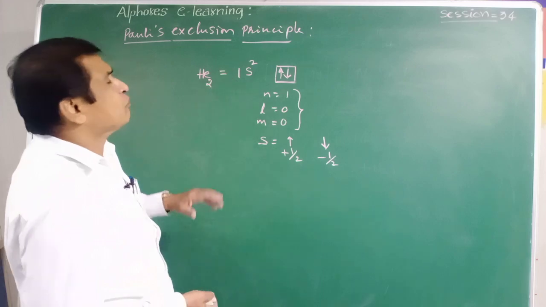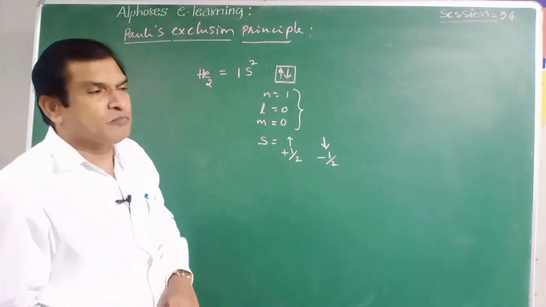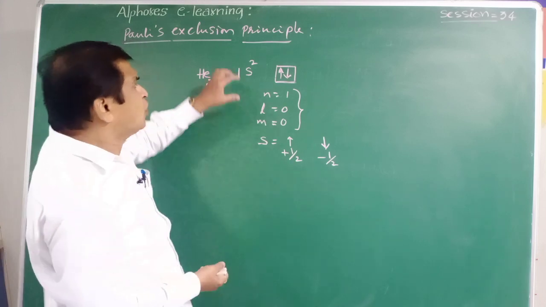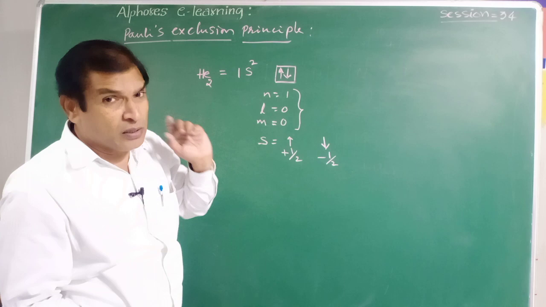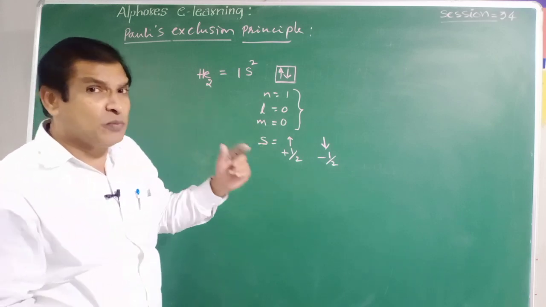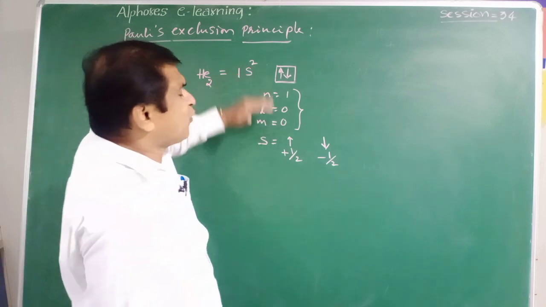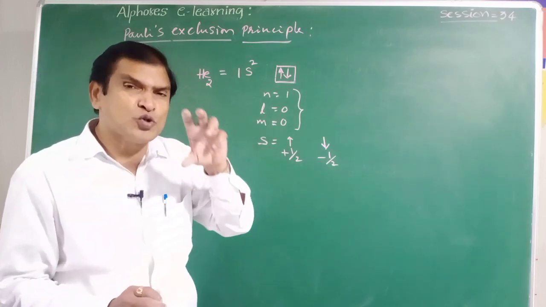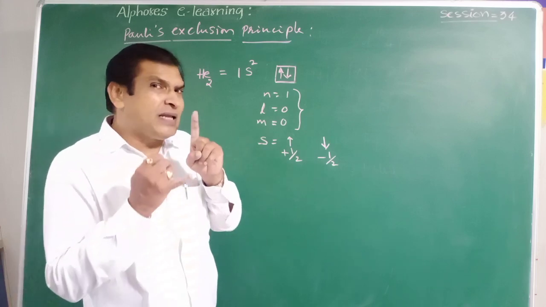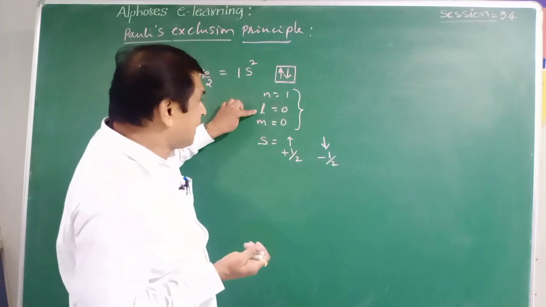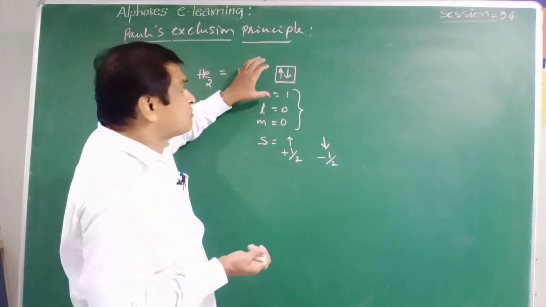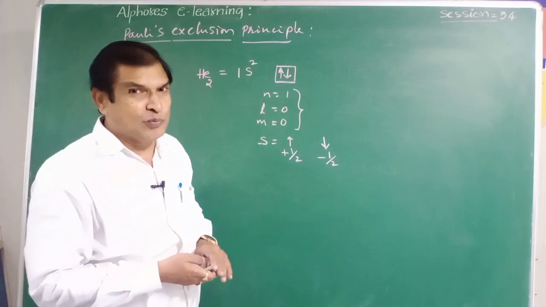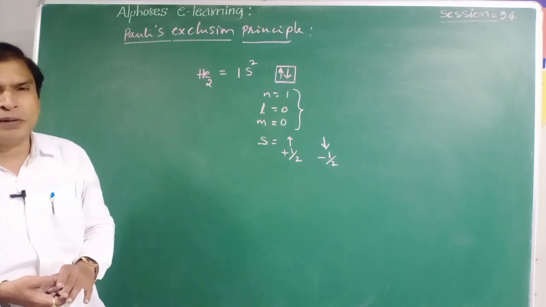Now, what is the statement of Pauli's principle? No two electrons of an orbital can have all 4 quantum number values identical. That means the 2 electrons belonging to the orbital possess the same n, l, m values, but they differ in spin quantum number value.